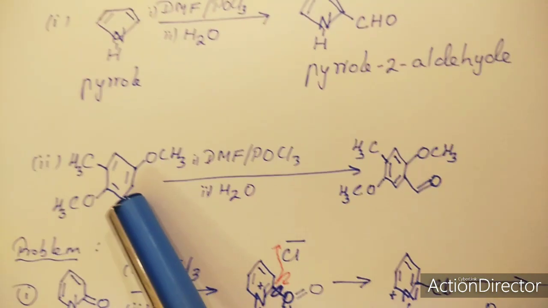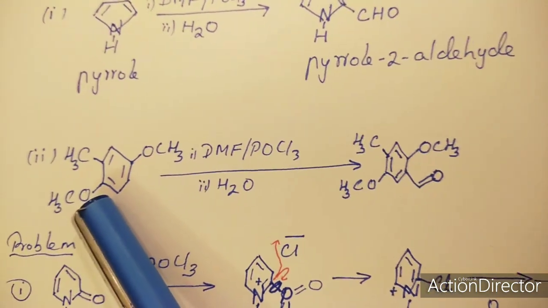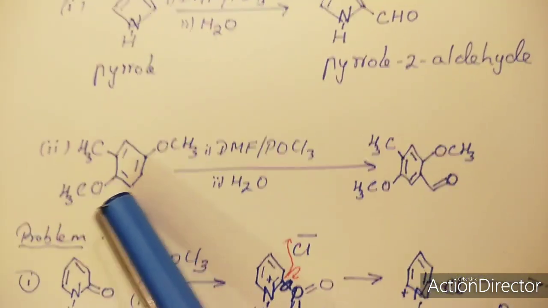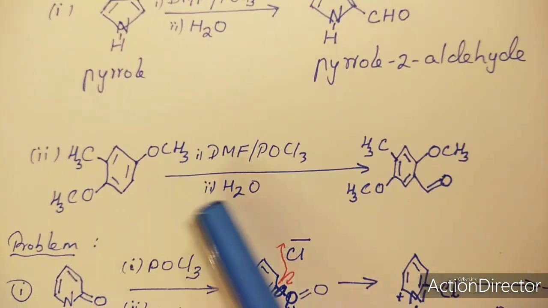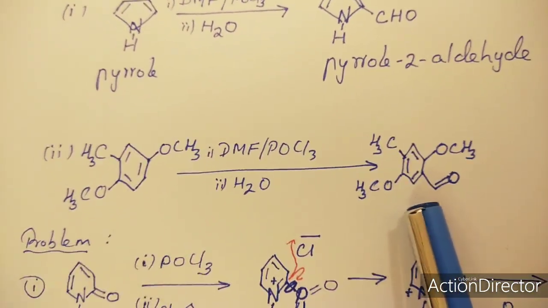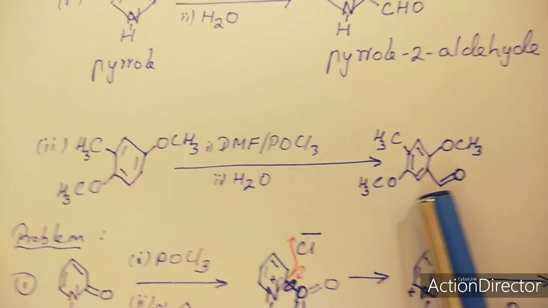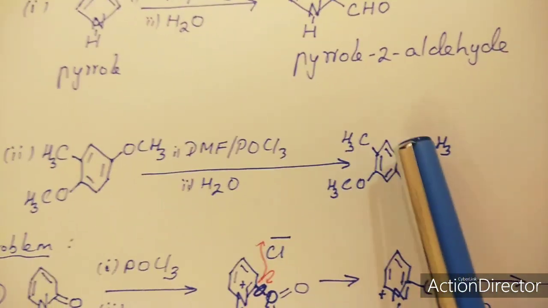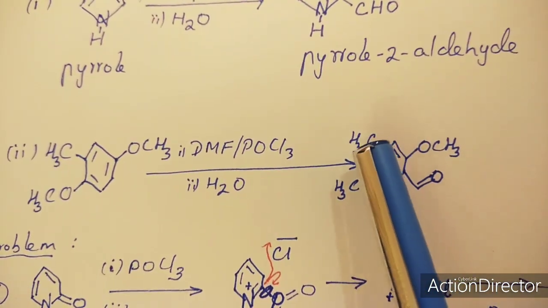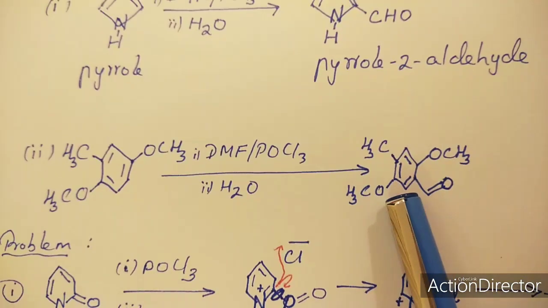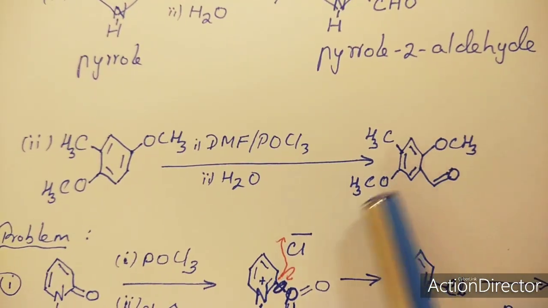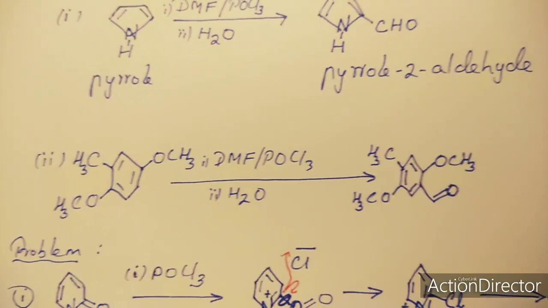And this is again a substrate which has electron donating groups, three of them, and this will again lead to this formylation, CHO, because this is methoxy and this is methyl. So based on that, para to this, ortho to this, these two will work together.